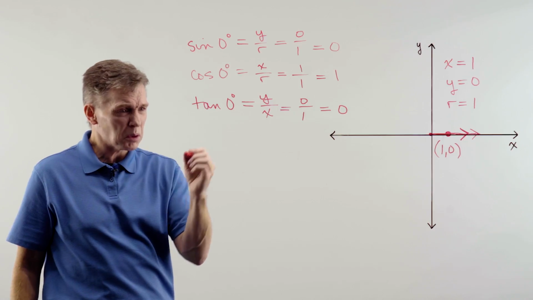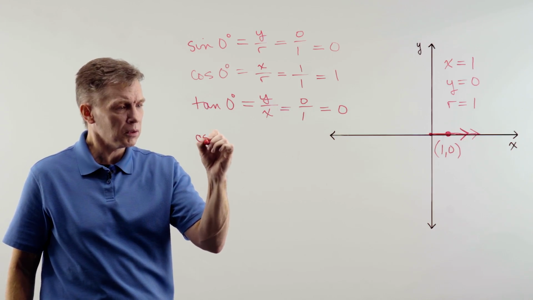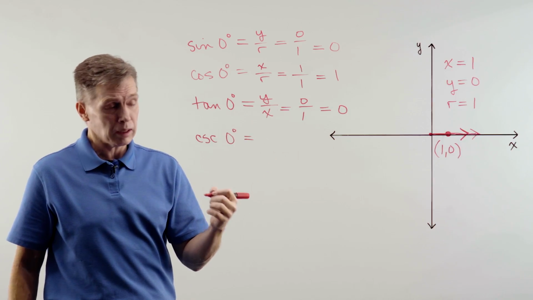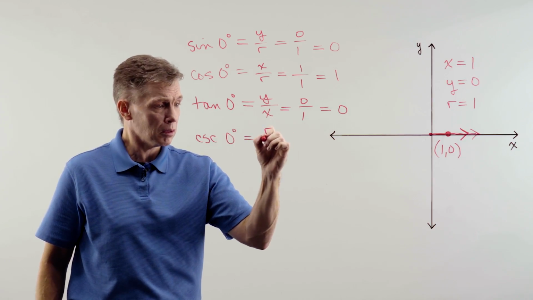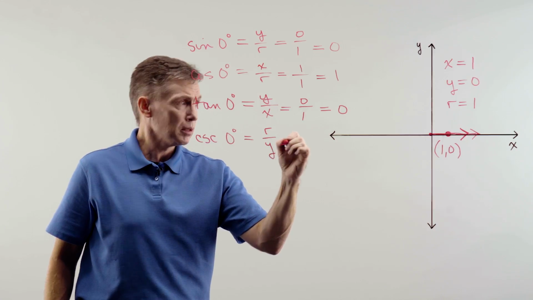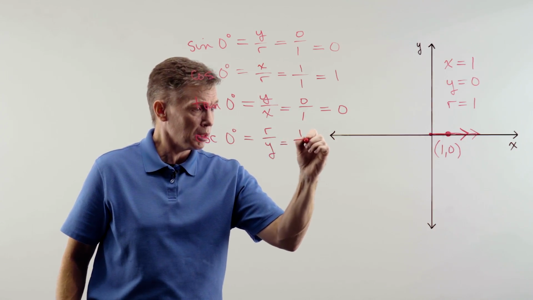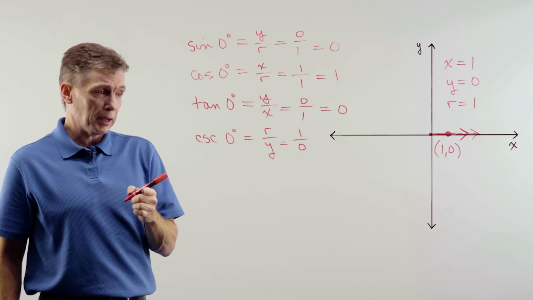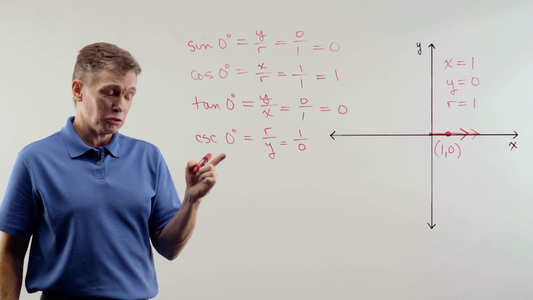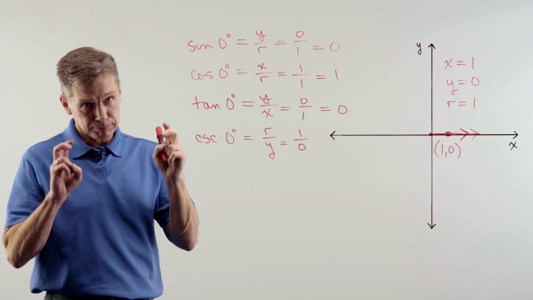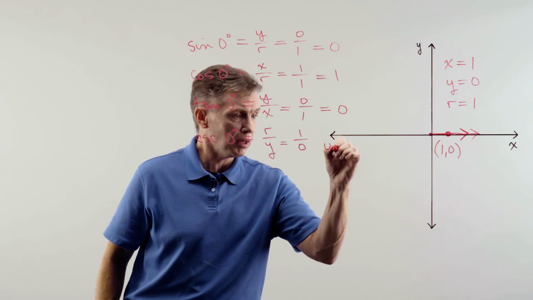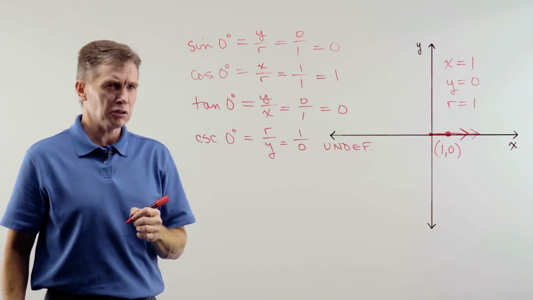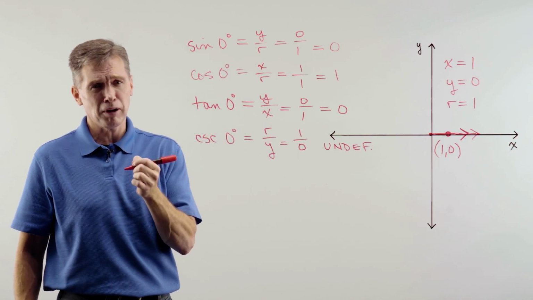There's no specific order, but maybe I'll grab cosecant of 0 degrees. Cosecant of any angle measure is going to be r over y. My r is 1, my y is 0, and you're always supposed to simplify. I paused here for a second because 1 over 0 simplifies as undefined. That's actually why the directions would have said to evaluate the 6 trig functions if possible.